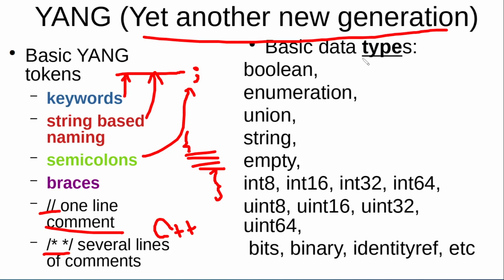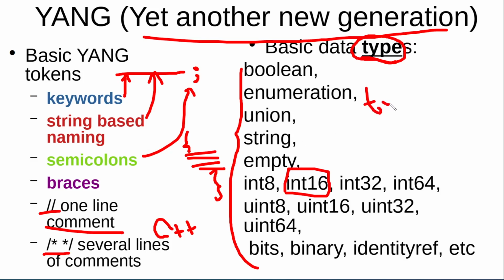So if you want to define or use data types, you have some available for you by default. So for instance, if you want to define a port number, you might want to use a 16-bit wide integer because port numbers are 16 bits wide. But if you want to define an IP address, you can see that there is no IP address type here, so you have to create your own custom data type, and you will have to use the Yang keyword typedef in order to do that.